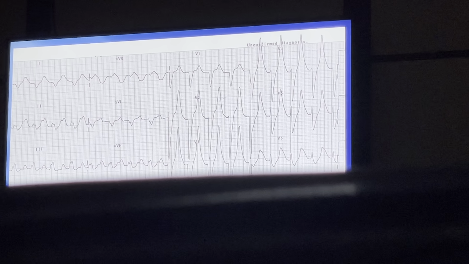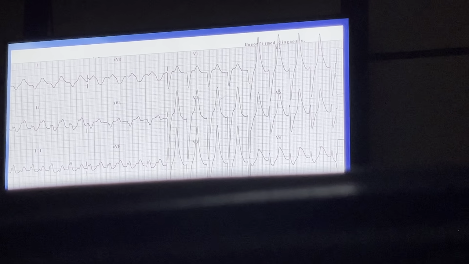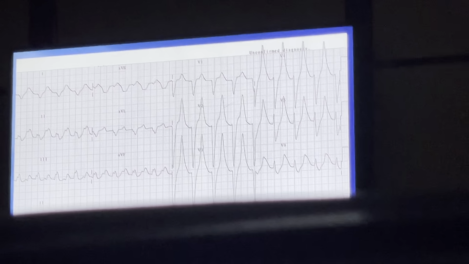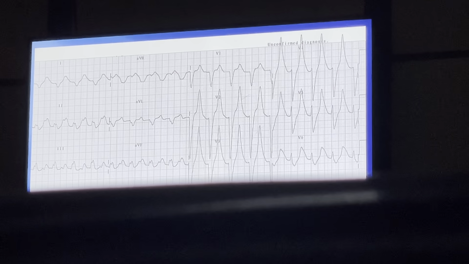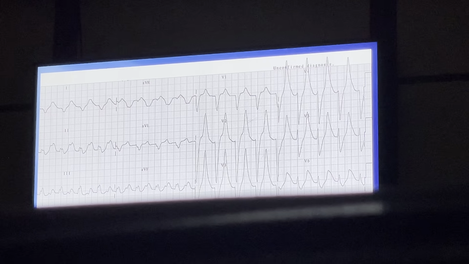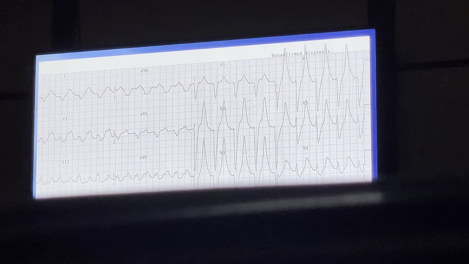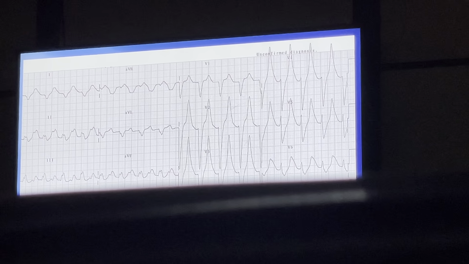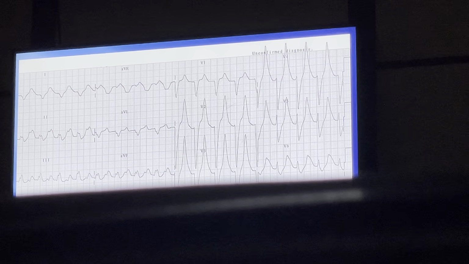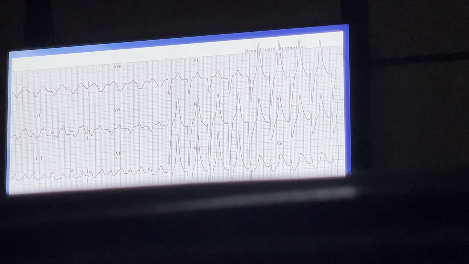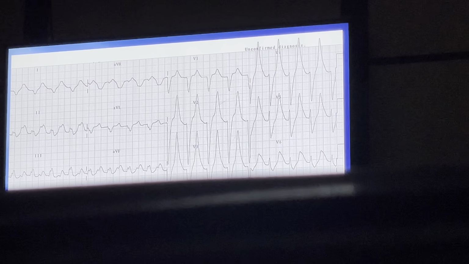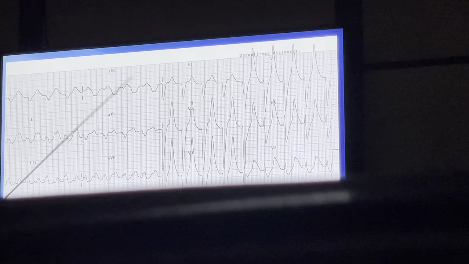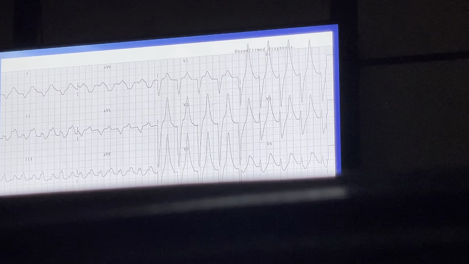Next. So what is this? You can call it IVCD, but there are a lot of causes of broad QRS complexes within the range of normal heart rate. So here you can call it VT? No. So what are the important things here? Broad complexes, they are not following the typical bundle branch pattern. Why not following? This is left bundle pattern. This is not left bundle pattern.